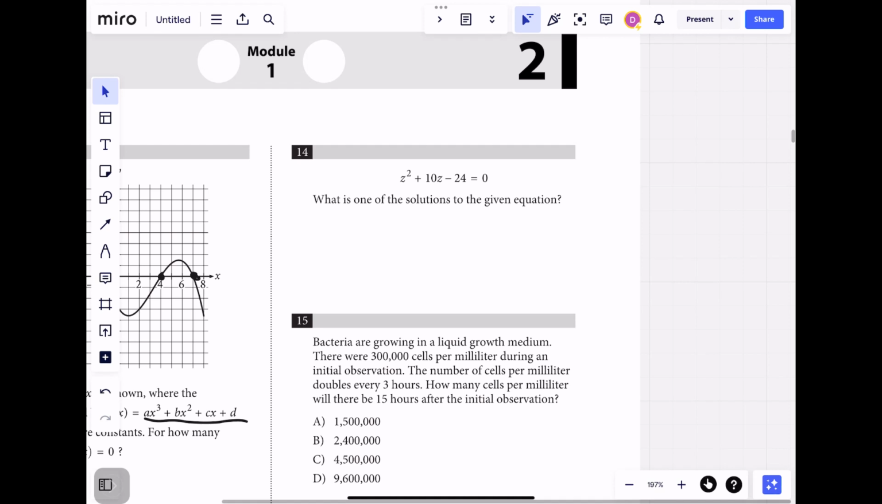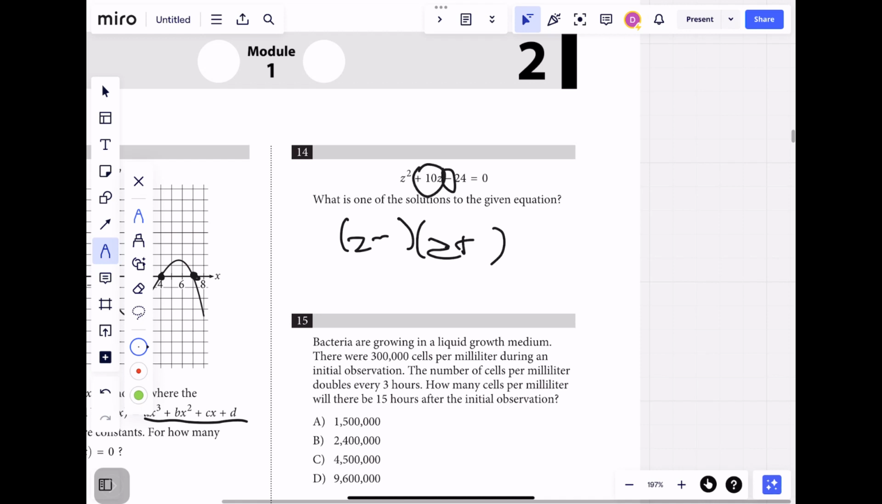What is one of the solutions to the given equation? We can factor this and we get... okay, because this is negative, that means one of them is going to be negative and one of them is going to be positive. And because this is positive, that means that the one that has the plus sign is going to be bigger. So I think it's going to be 12 and 2. So the solutions will be, this turns to positive 2, and this turns to negative 12.